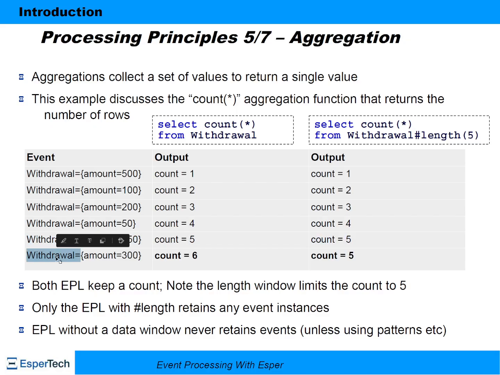Finally, when the withdrawal event with amount 300 comes in, the EPL outputs a different value for count. The output for the EPL without the length window is a count of 6. The output for the EPL with a length window is a count of 5. Both EPL keep a count. Note the length window of 5 events does limit the count to 5.